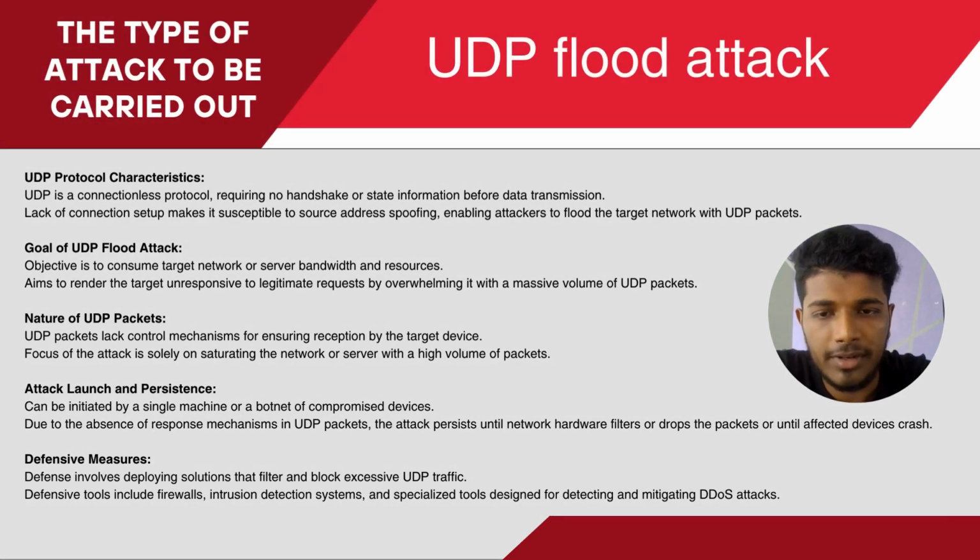After that, UDP flood attack. There are types of attack to be carried out. Firstly, UDP protocol characteristics. UDP is a connectionless protocol requiring no handshake or state information before data transmission. Lack of connection data makes it susceptible to source address spoofing, enabling attackers to flood the target's network with UDP.